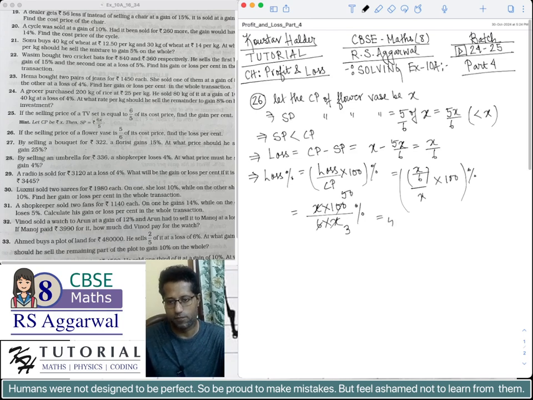So this is 50 by 3 percentage. Now whenever you have a percentage value as an improper fraction, always convert it to a mixed fraction. So this will be 16 and 2/3 percentage. So this is the loss percentage.